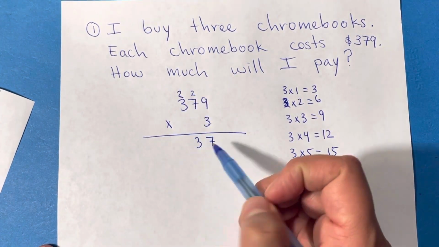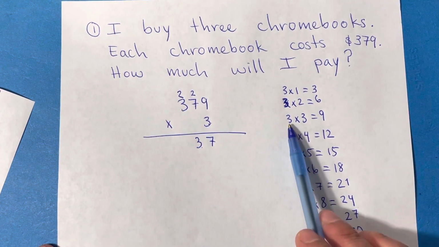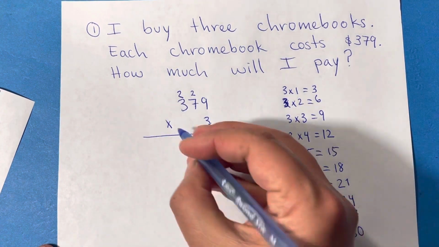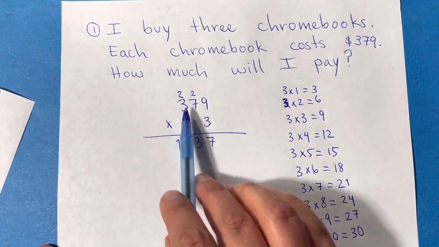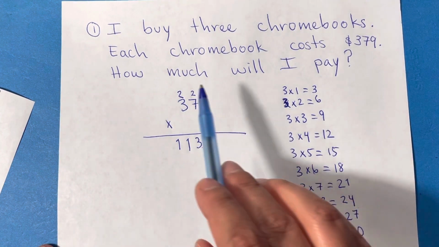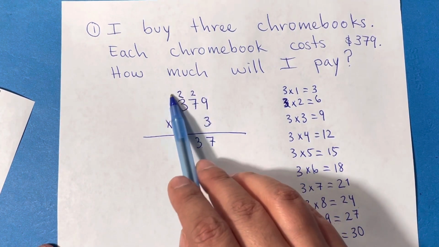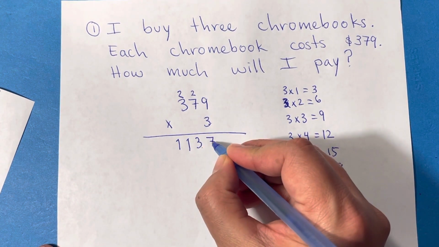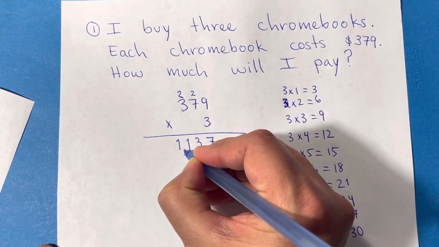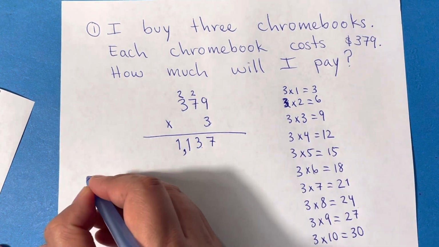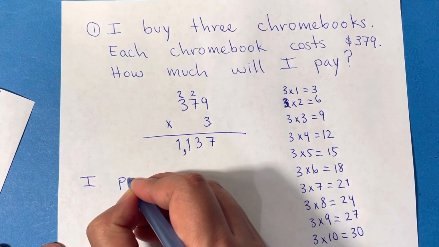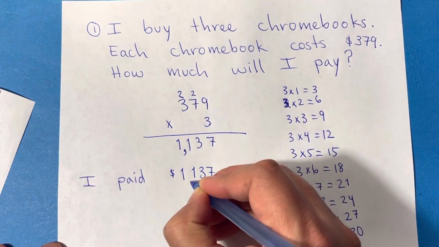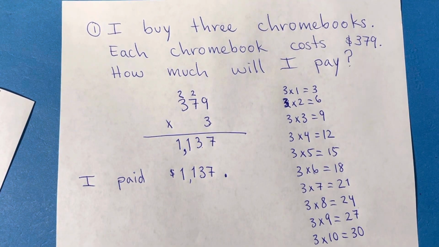So 23. Finally, 3 times 3 is 9. 9 plus 2 more is 11. Okay, so we're multiplying, and then whatever we have in here, we add. It's addition with the number that we have up there to regroup. Okay, so we count 1, 2, 3, and we put a comma right there. So it means that I paid $1,137. Okay, that's how much 3 Chromebooks cost.